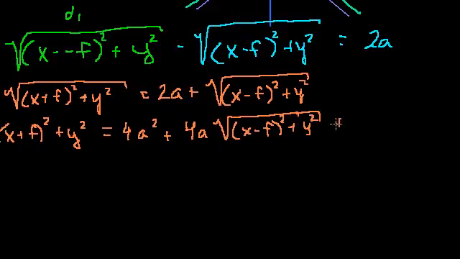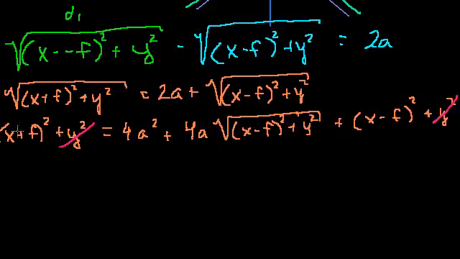And this is just multiplying a binomial. So that's equal to, you just get rid of the radical sign. And now let me stay in that color for now. That's equal to (x − f)² + y². And already it looks like there's some cancellation that we can do. There's a y² on both sides of this equation. So let's just cancel those out. Subtract y² from both sides of the equation.